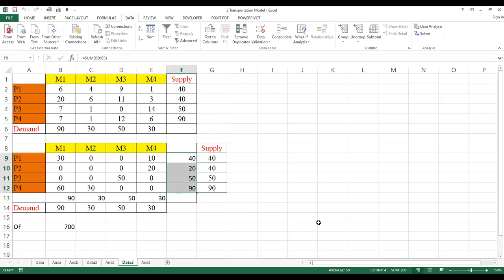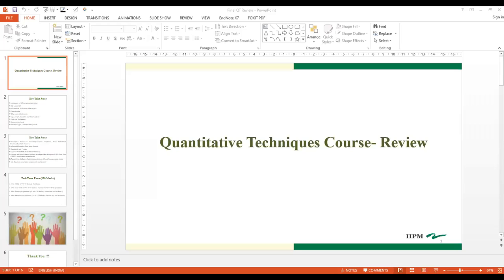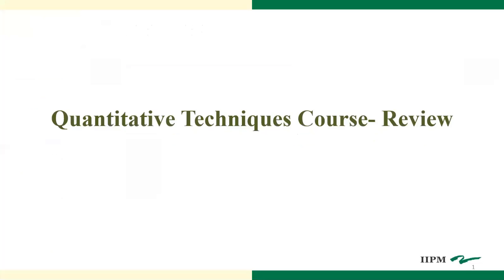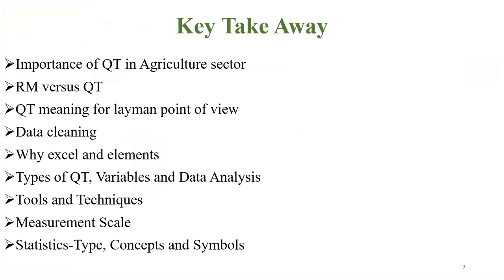Okay. Now I'll go to the PPT, the final summary of our quantitative sessions. I'll open. This PPT is visible now. I shifted from Excel to PPT. Yes, sir. Okay. So if you look at this, we have learned this course. Normally, industry calls it quantitative technique. We call it QT.